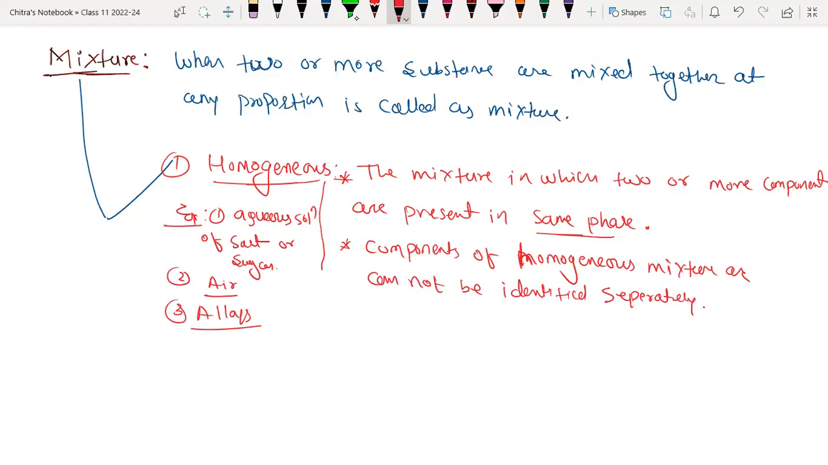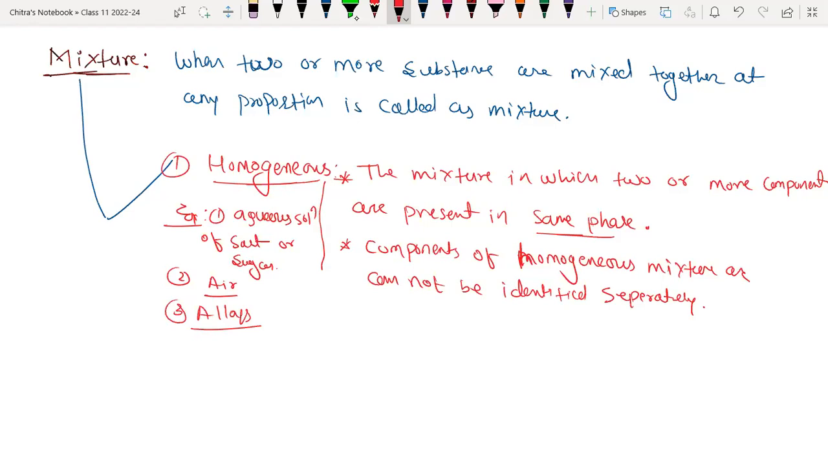What are alloys? Alloys are homogeneous mixtures of two or more metals, or metals along with non-metals. Can we identify copper and zinc separately in brass? No. In steel, can you identify carbon particles and iron particles separately? No. Okay, so again, alloys are homogeneous mixtures. Understood, everyone?